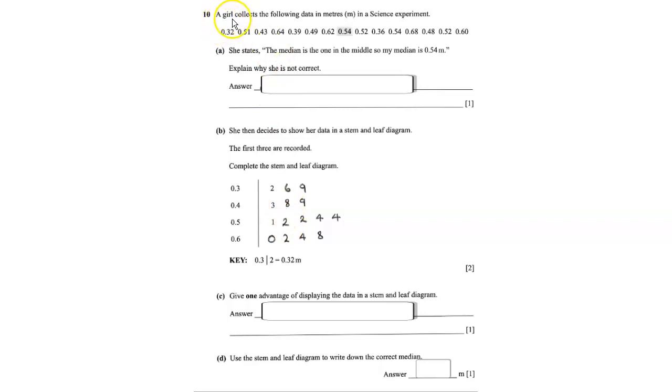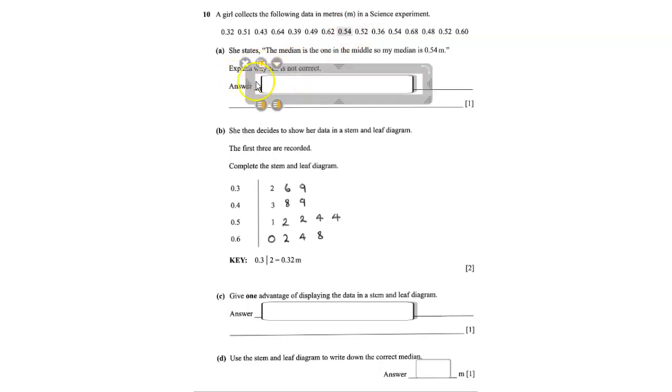Question 10 says, a girl collects the following data in metres in a science experiment. So it gives you all those lists of numbers. There's 15 in total there. So she states the median is the one in the middle. So the median is 0.54, which is highlighted there.